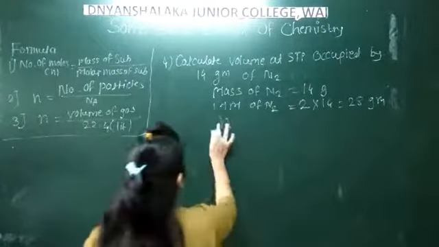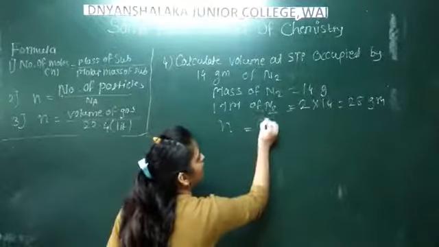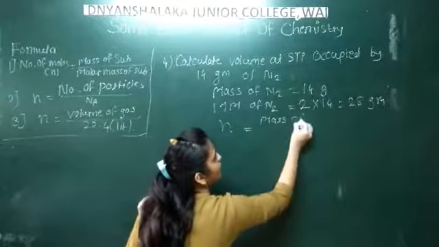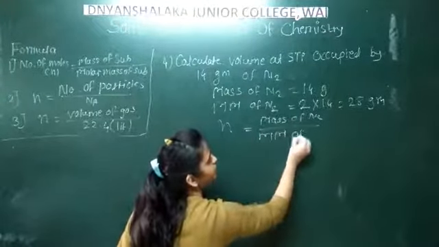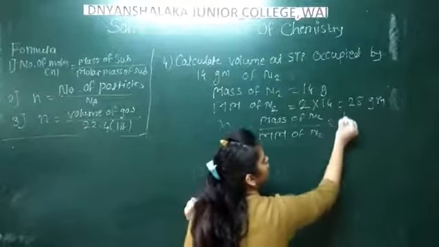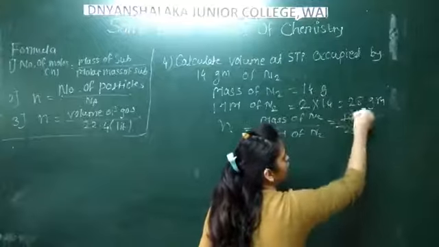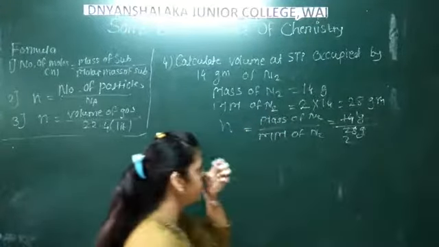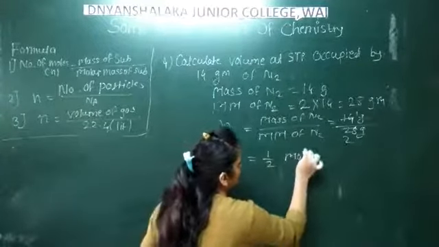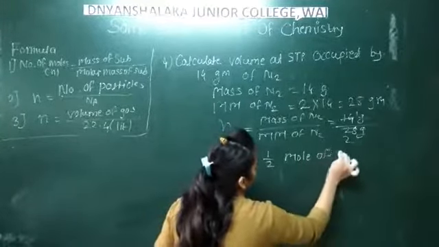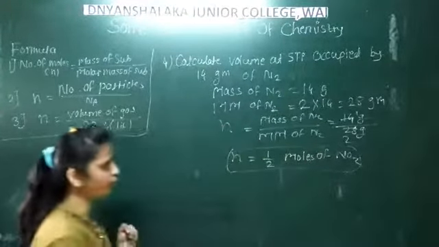So we have to find the number of moles first. So n is equal to mass of N2 upon molar mass of N2. The mass of N2 is given as 14 gram and the molar mass is 28 gram. So 14 ones are 14, 14 twos are 28. So we get the number of moles as 1 upon 2 moles of N2.